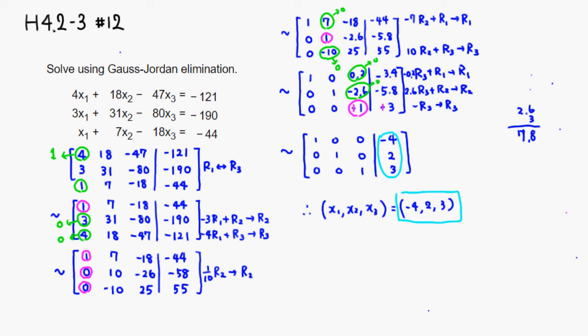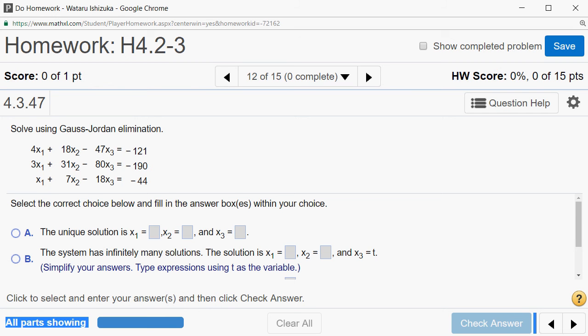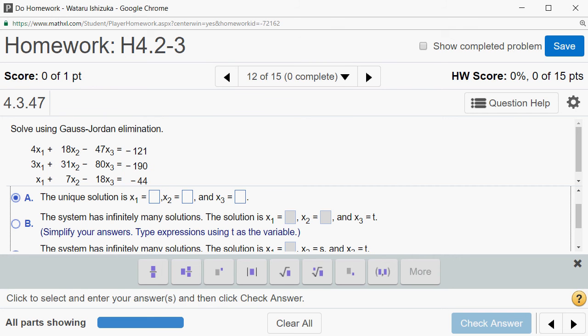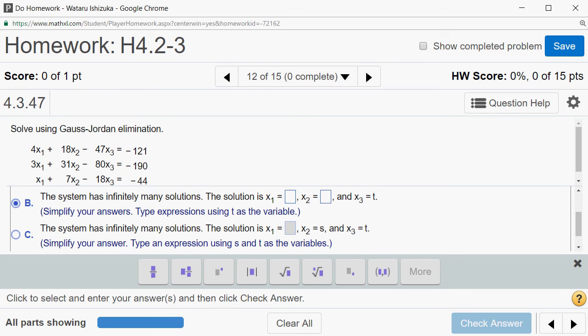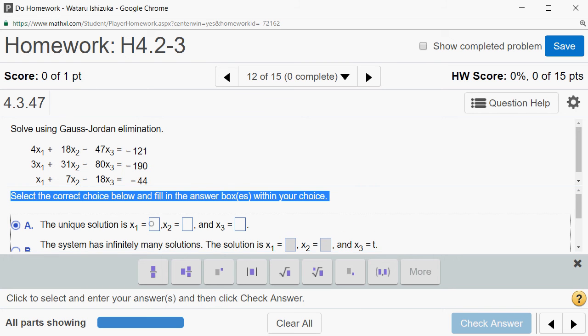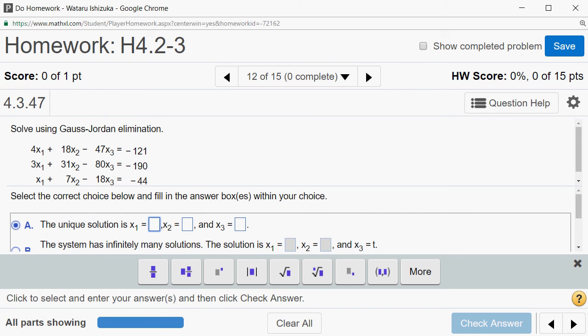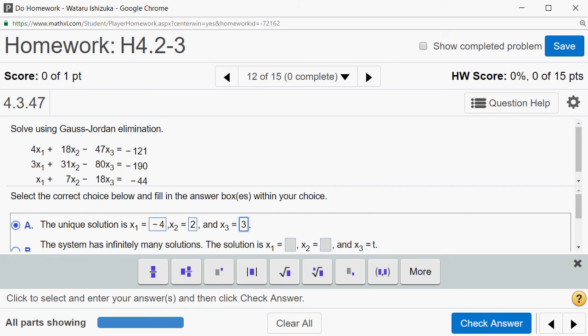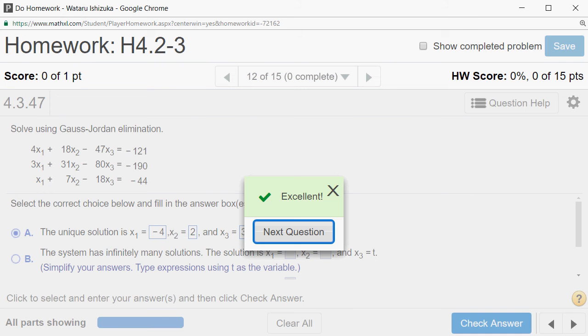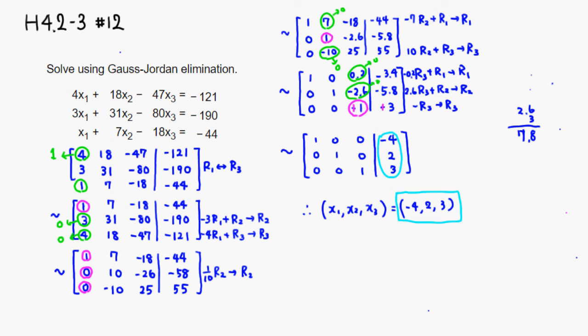All right, so let's type it in. Let's see, what was the answer? I think it was negative 4, 2, 3. So let's type it in. Negative 4, and 2, and 3. All right, so let's check the answer. All right, we got that. All right, that's it. I hope that this was clear.